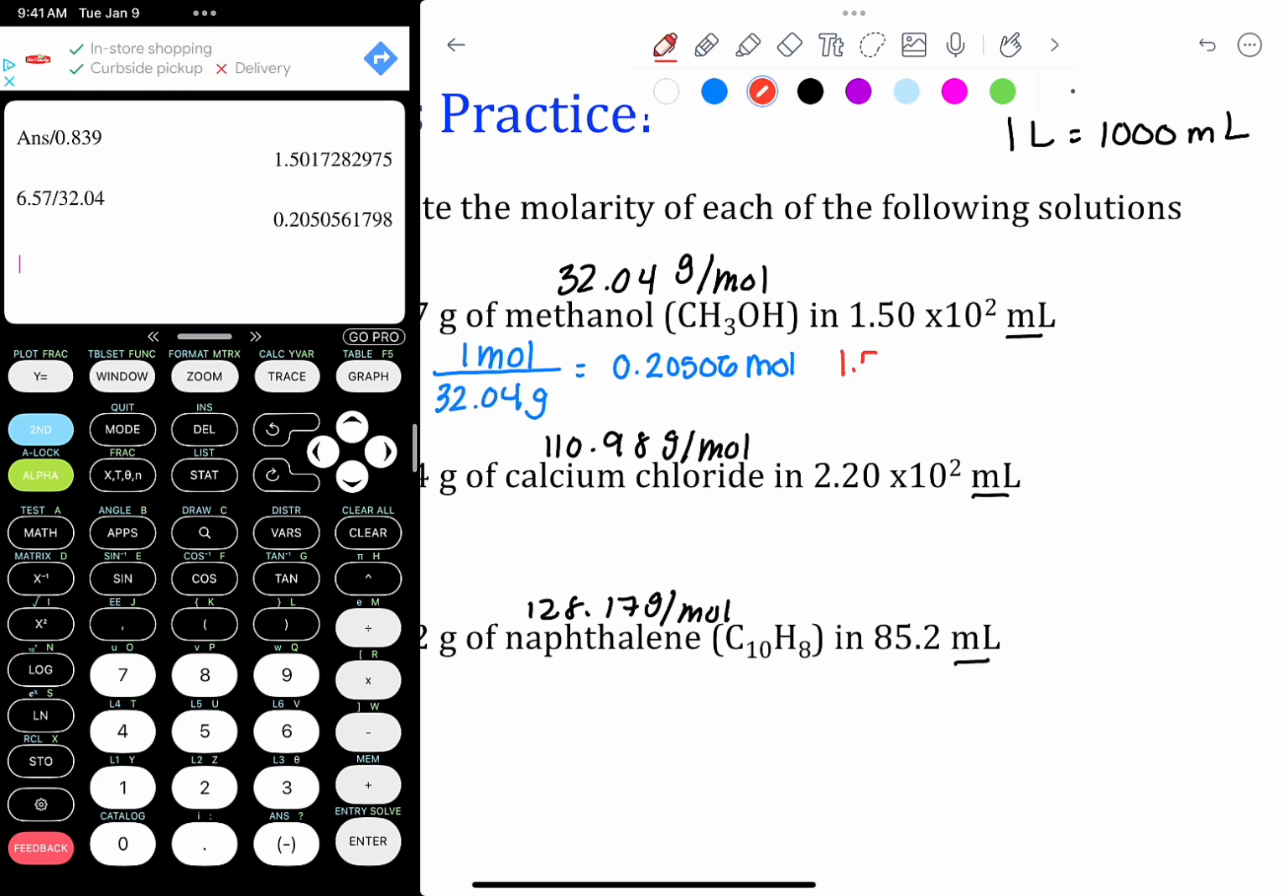We also need to convert all of our volumes into liters. So we have 1.50 times 10 to the 2 milliliters. There's 1,000 milliliters in 1 liter. So we'll take 1.5 times 10 to the 2, and we'll divide it by 1,000. So we get 0.15, sorry, liters.